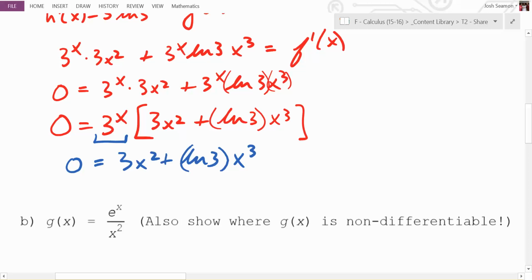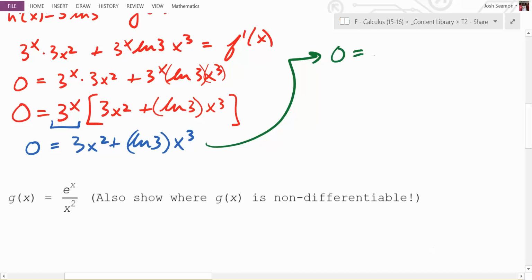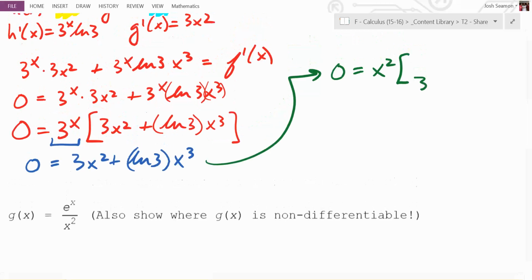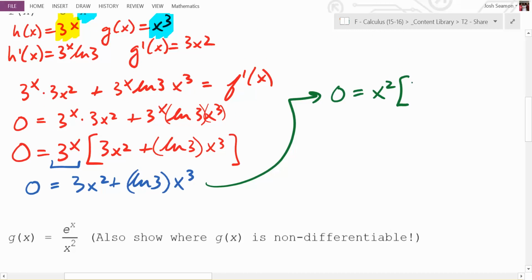What can we factor out now? What can we factor out on the right side? What's in both of those? x squared is in both. So what do we have now? We end up with 0 is equal to x squared times what? 3 plus x ln 3.